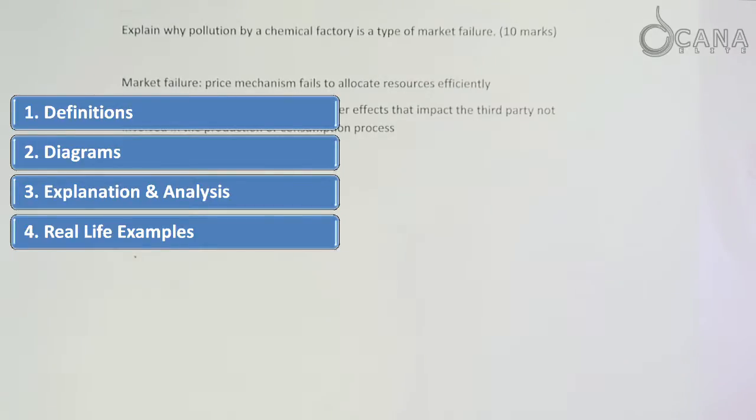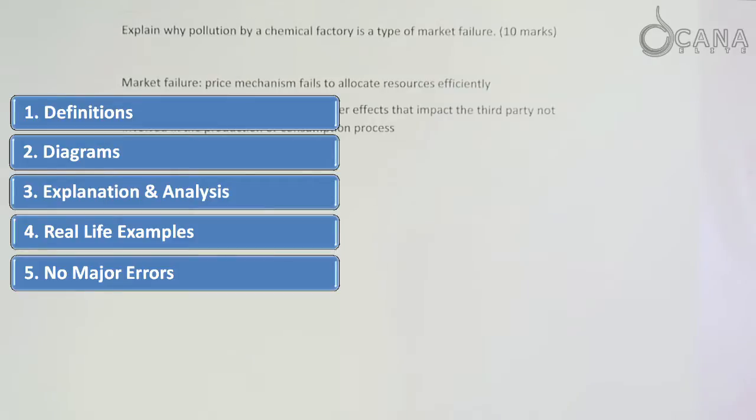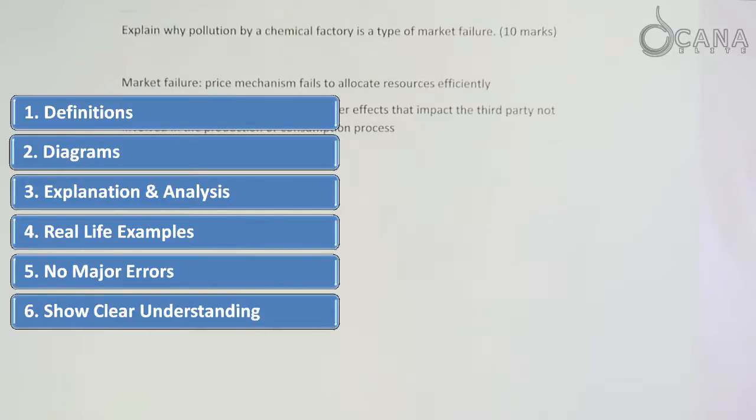Number 5 is to avoid any major error. For example, in this context, we are talking about market failure with negative externality. So make sure that you don't mix up the MSC and the MSB curve. Last but not least is to show clear understanding of the demands of the question. Now, if you are able to do the above 5 points, plus not including things that are out of the context of the question, then you should have demonstrated clear understanding of the demands of the question.